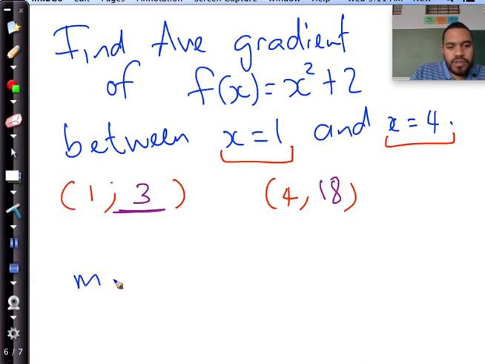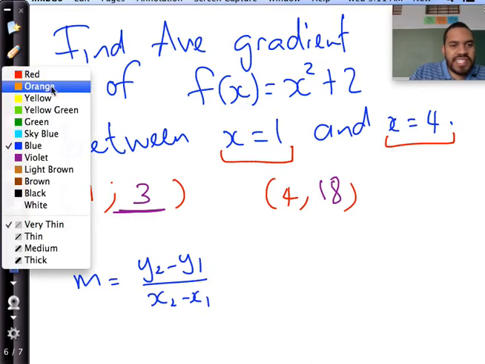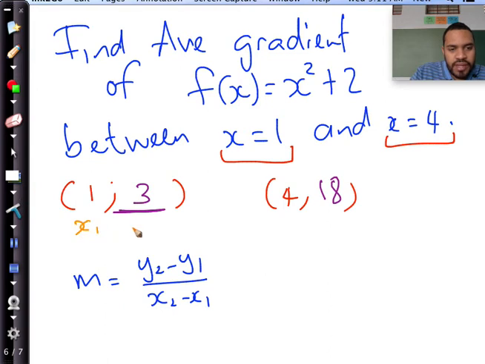Now, as you know, the gradient is equal to what? M is equal to y2 minus y1 over x2 minus x1. And what we are particularly interested in here is, let's label this. I'm going to call this x1, y1, and I'm going to call this x2 and y2. Now remember, you can't have x1 here and y1 here. They need to be a set. So this is the set of points, or 1 point corresponding to those coordinates, right?